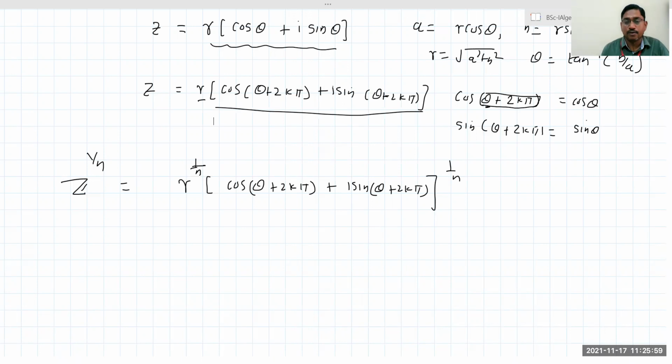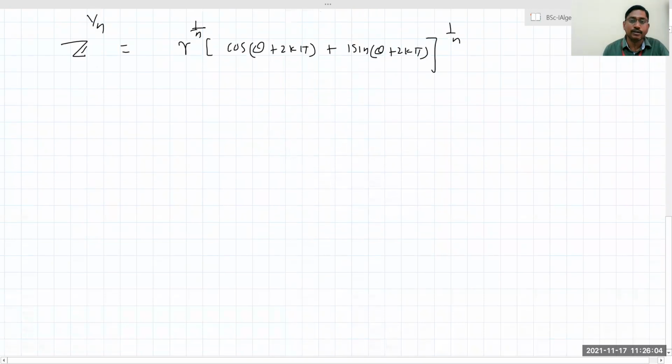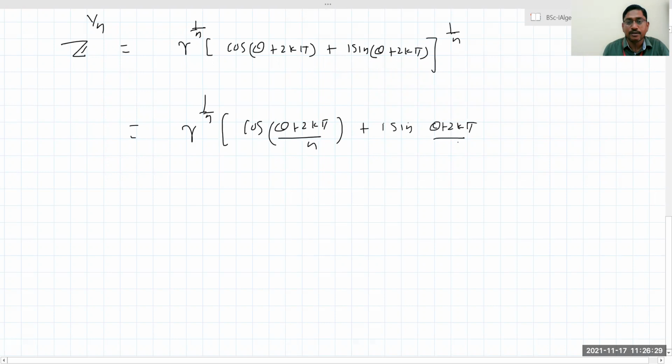Now for the second term, here we are going to apply De Moivre's theorem, and we'll get a total of n values. When you take the nth root, we'll get n values, and for different values of k, we have to put them there. So I will write De Moivre's theorem here. This is equal to r to the power 1 upon n, cos of theta plus 2k pi divided by n, plus i sine of theta plus 2k pi divided by n, by De Moivre's theorem.